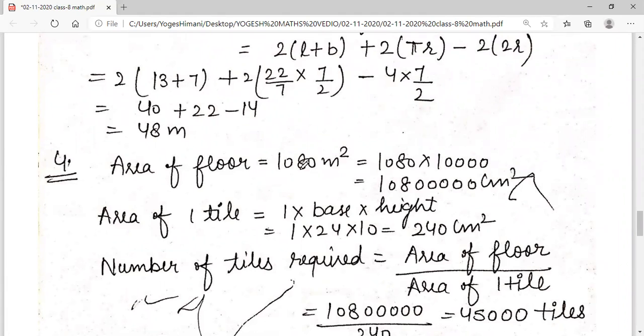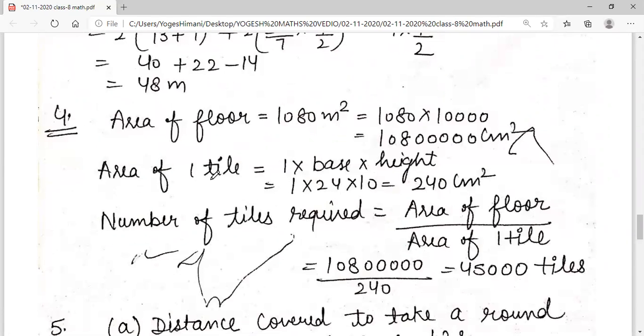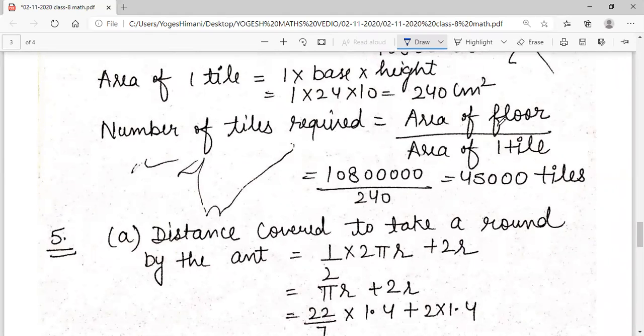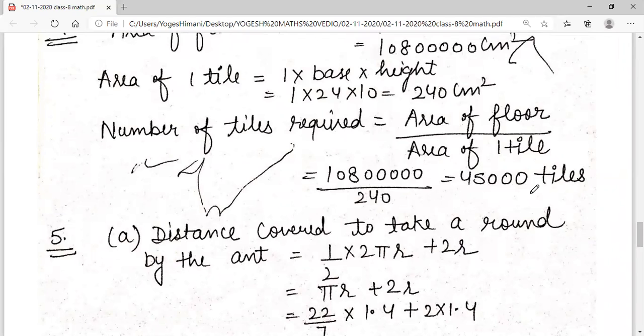तो हमारे पास देखेंगे क्वेश्चन नंबर 4, एरिया ऑफ फ्लोर क्या है 1080 स्क्वायर मीटर, तो हम इसको स्क्वायर सेंटीमीटर में कन्वर्ट करेंगे। एक मीटर में 100 सेंटीमीटर होते हैं, तो एक स्क्वायर मीटर में कितने सेंटीमीटर होंगे 10,000 स्क्वायर सेंटीमीटर। सो एरिया ऑफ वन टाइल इज इक्वल टू base into height, that is base into height is equal to, base means 24, height is 10, that is 240 square centimeter. What is the formula of number of tile? That is total area upon area of one tile. So total area is equal to this, and the area of one tile is this. We can cancel this. We'll find 45,000 tiles. So the number of tiles required is 45,000.